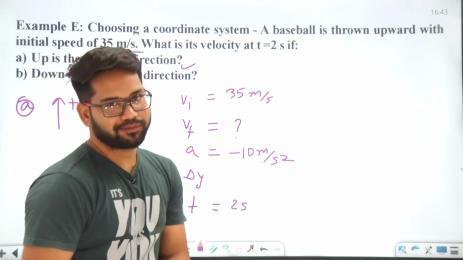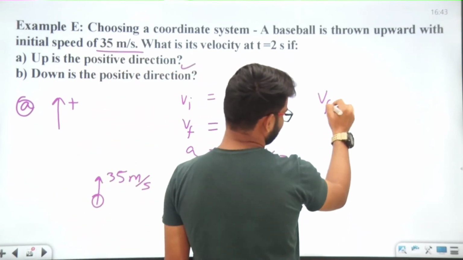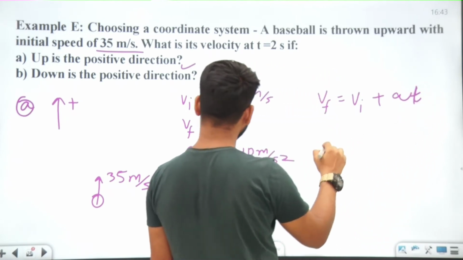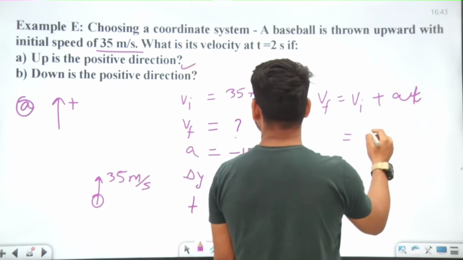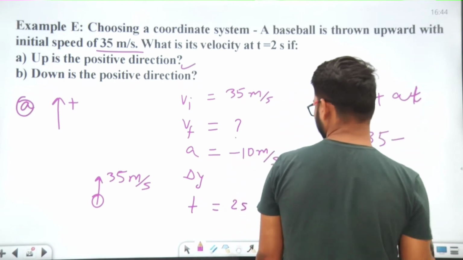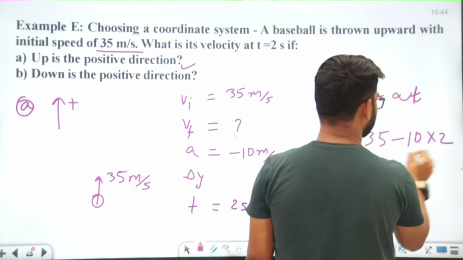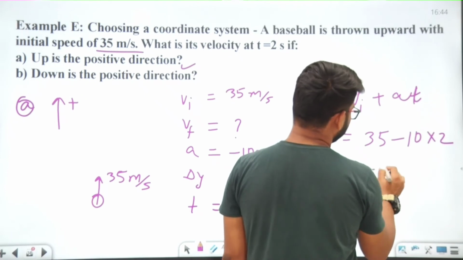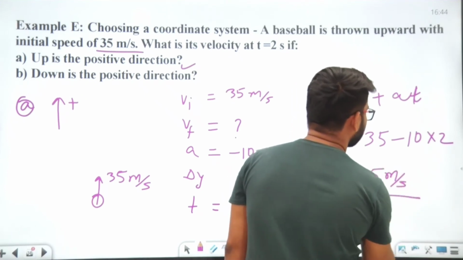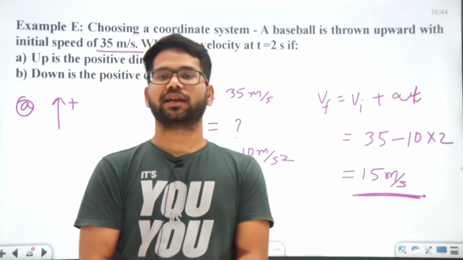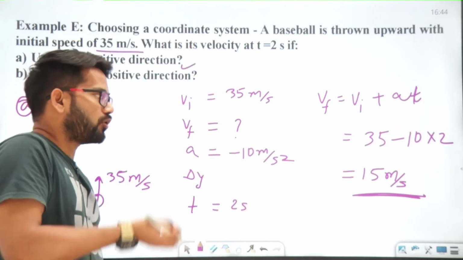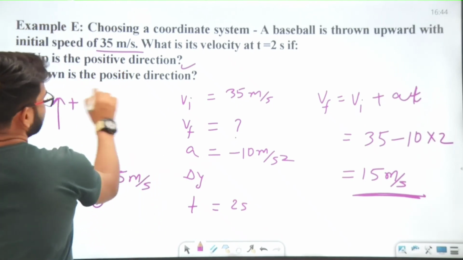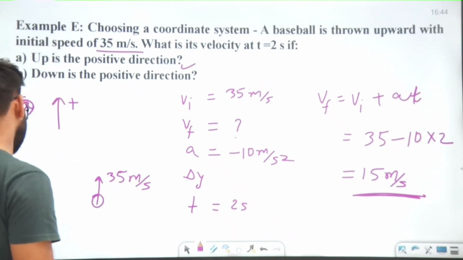Which equation will be suitable? Vf equals Vi plus at. So Vf we will have 35 minus 10 into t, which is 2. So 35 minus 20, that means it will be plus 15 meter per second, that means at 2 seconds it's moving in the upward direction with a speed of 15 meter per second.